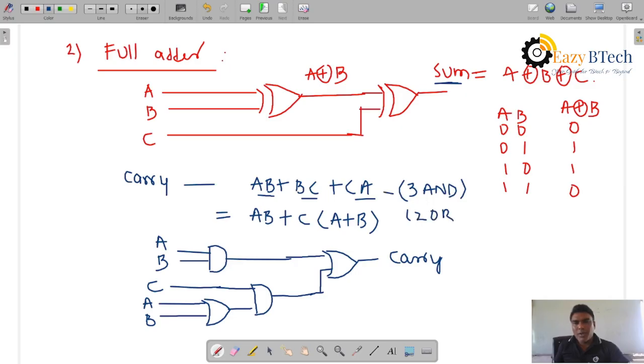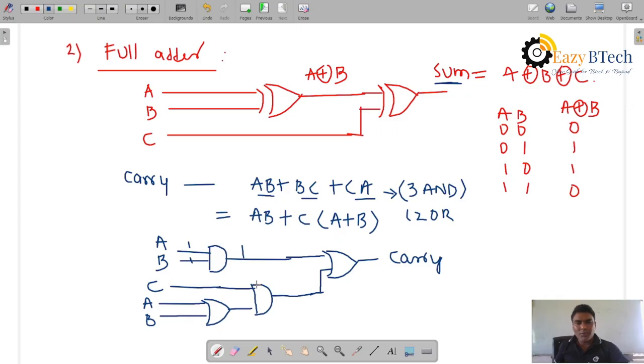Two OR gates are here. So by using this simplified version, first the AND operation of AB, BC, CA, then we can add all of these: AB plus BC plus CA. But the simplest way to increase the carry chain is to increase the computation speed of the carry. AB is an AND operation, so only if A and B are both 1 will AB be 1. Otherwise it should be 0.